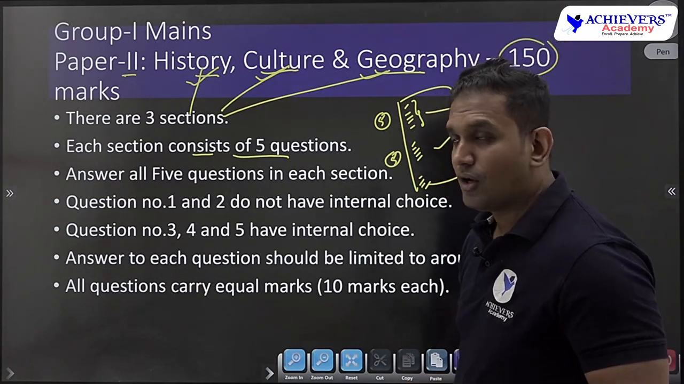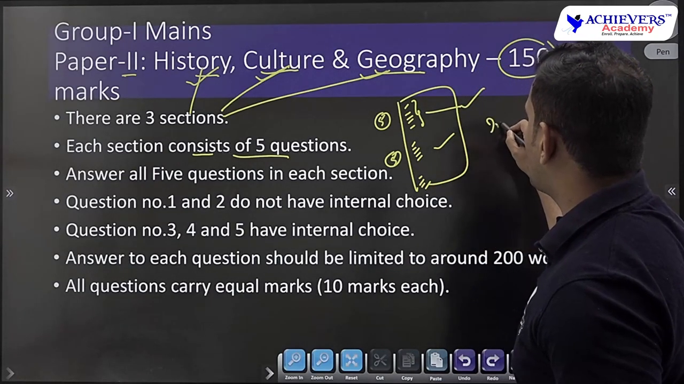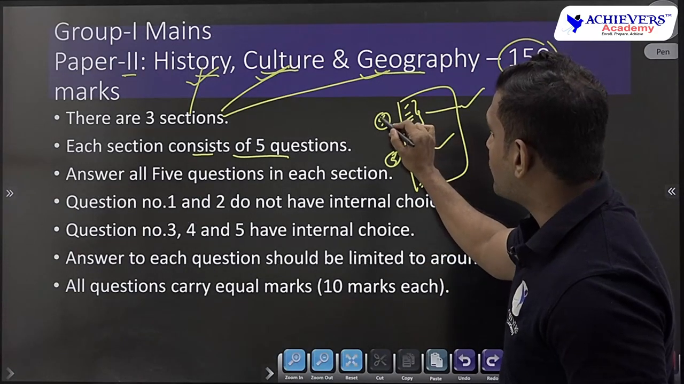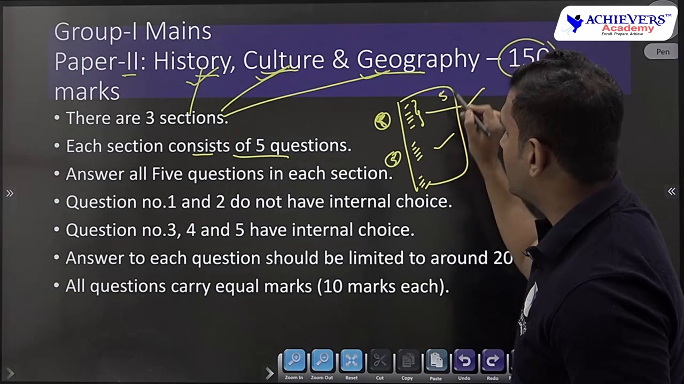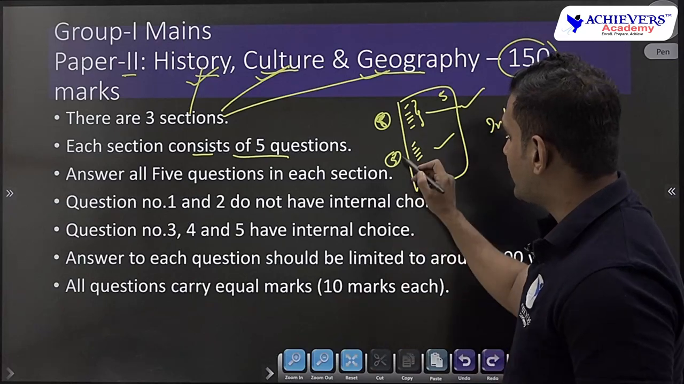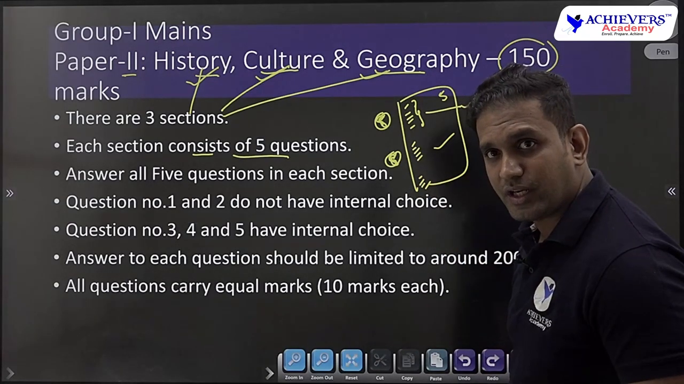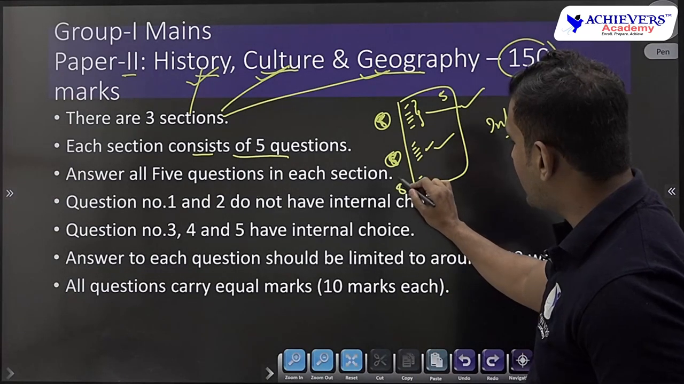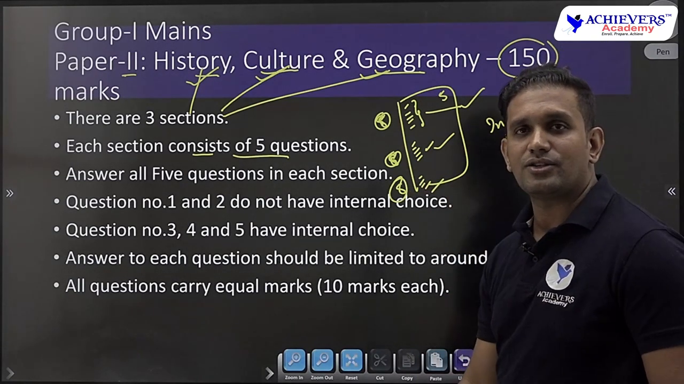Is it like this, or do you have internal choice? Internal choice means 8 questions are given in the first section and you are asked to answer only 5. In the second section again 8 questions are given and you have to answer only 5. In the third section 8 questions are given and you have to answer only 5.